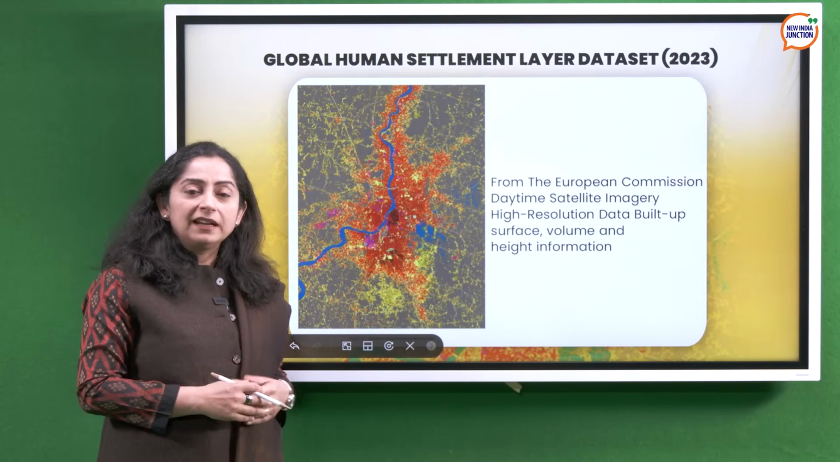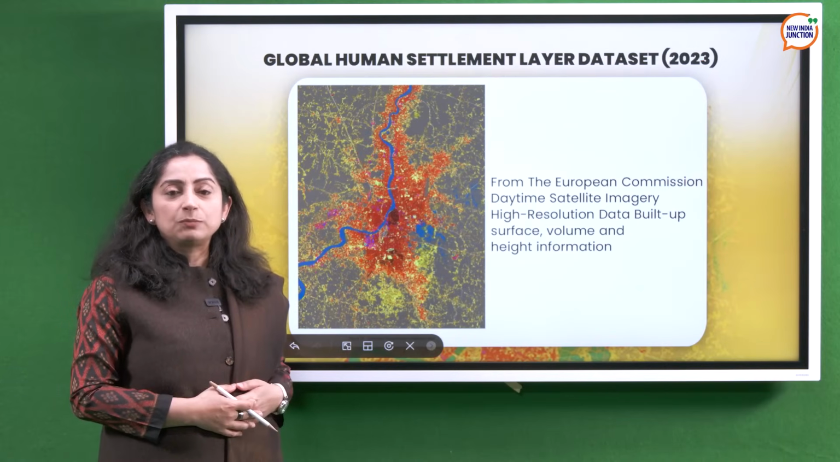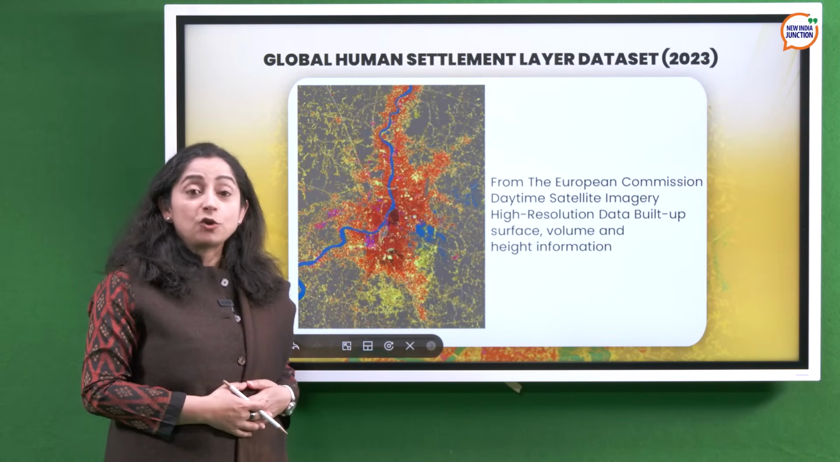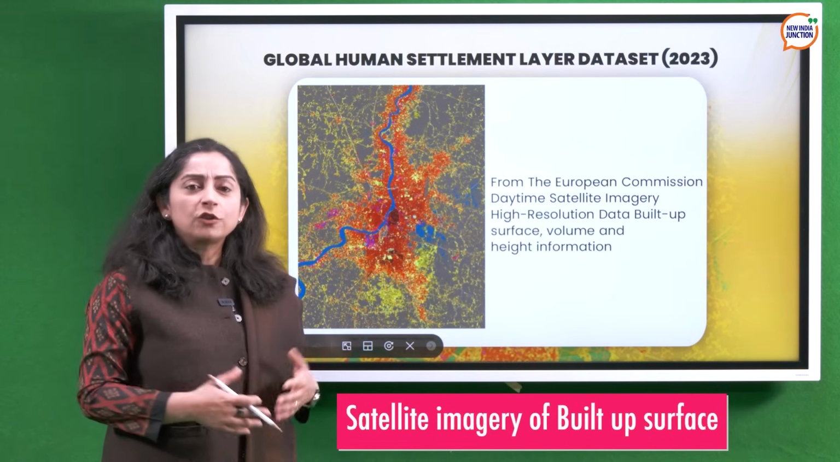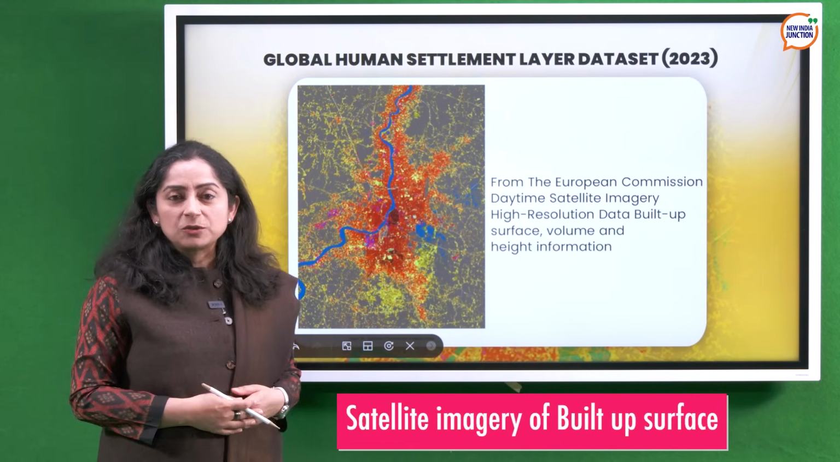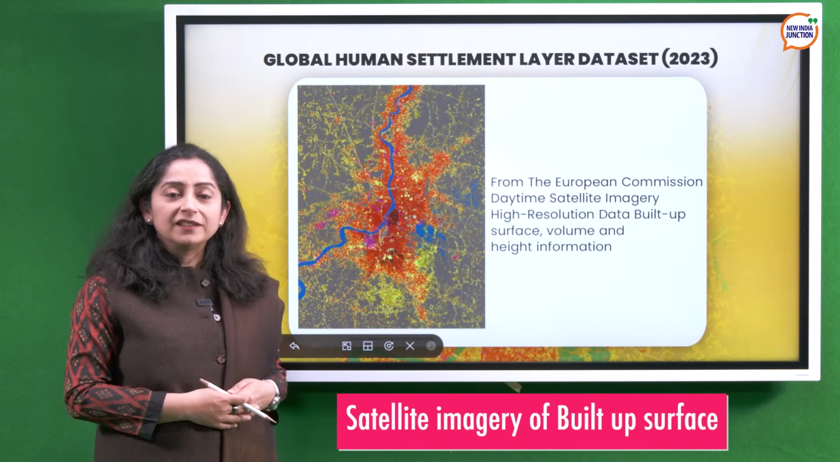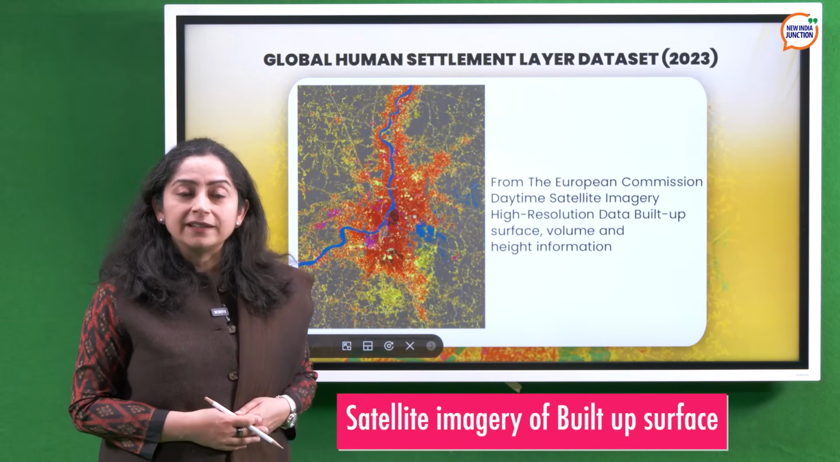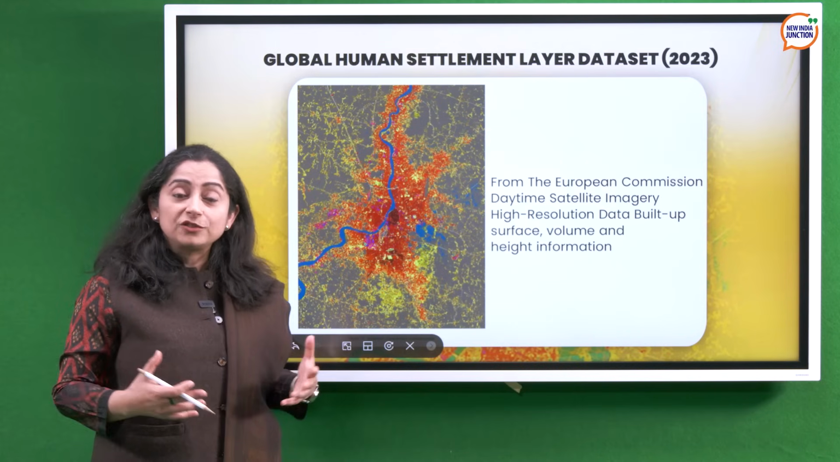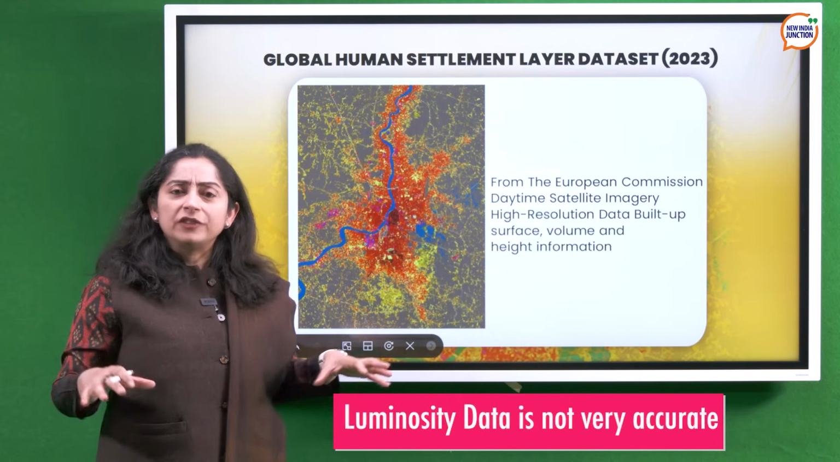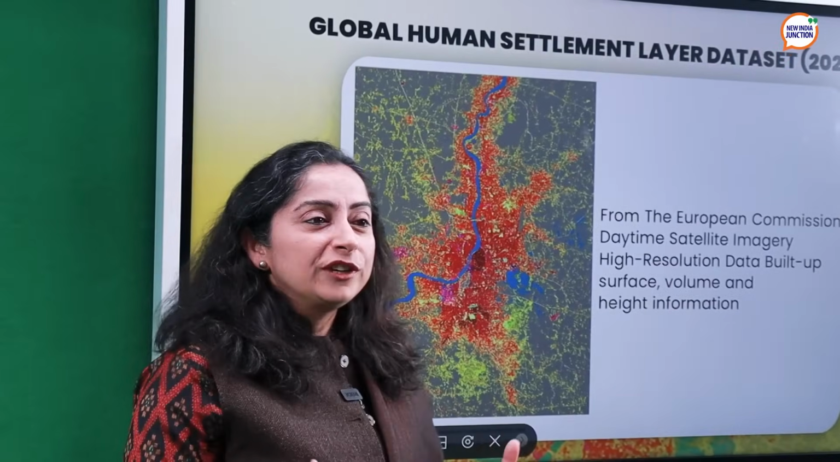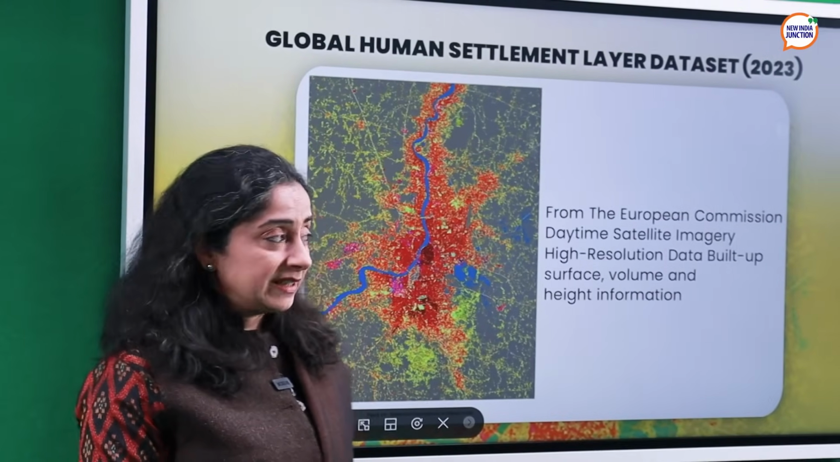Well, first of all, unlike survey data or data that is put together by talking to people, this is really daytime satellite data. This is also an improvement on the night lights data which we have been using over the last 10-15 years, largely on account of the fact that now with greater energy transition, LED becoming very popular, the luminosity is not very accurate. So, we are all moving towards daytime satellite imagery data.